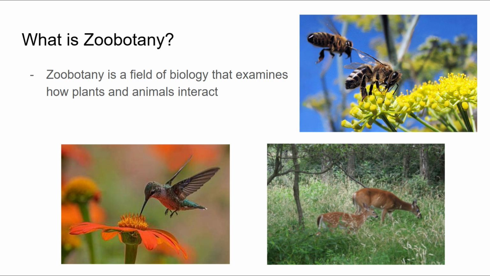Alright, so what is zoobotany? Zoobotany is a field of biology that examines how plants and animals interact. Now we can see typical examples of how animals help plants through pollination, and plants help animals by being a primary food source.